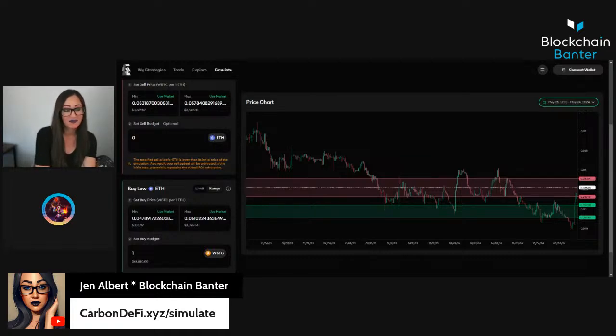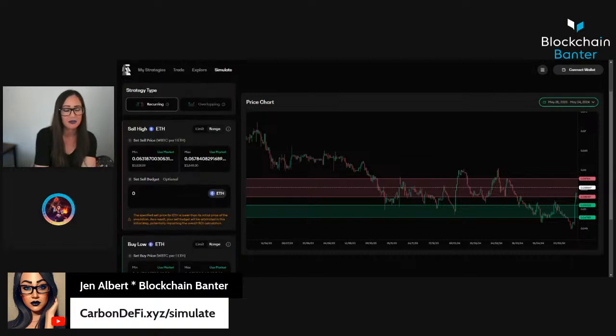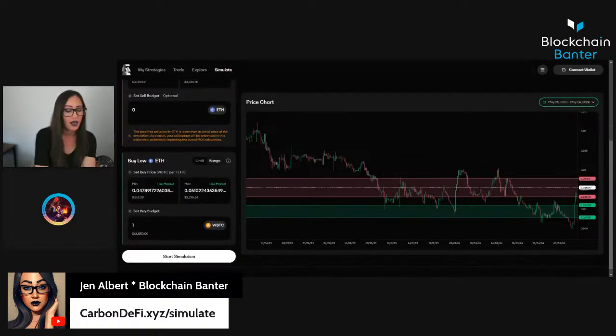It's like, I'm only going to buy if I can buy at this range, and I'm only going to sell if I can sell here. It's just a nice option for users to have. I think these recurring orders are a result of the new technology that powers Carbon DeFi. So this isn't something that you'll just find on an AMM or your average DEX.